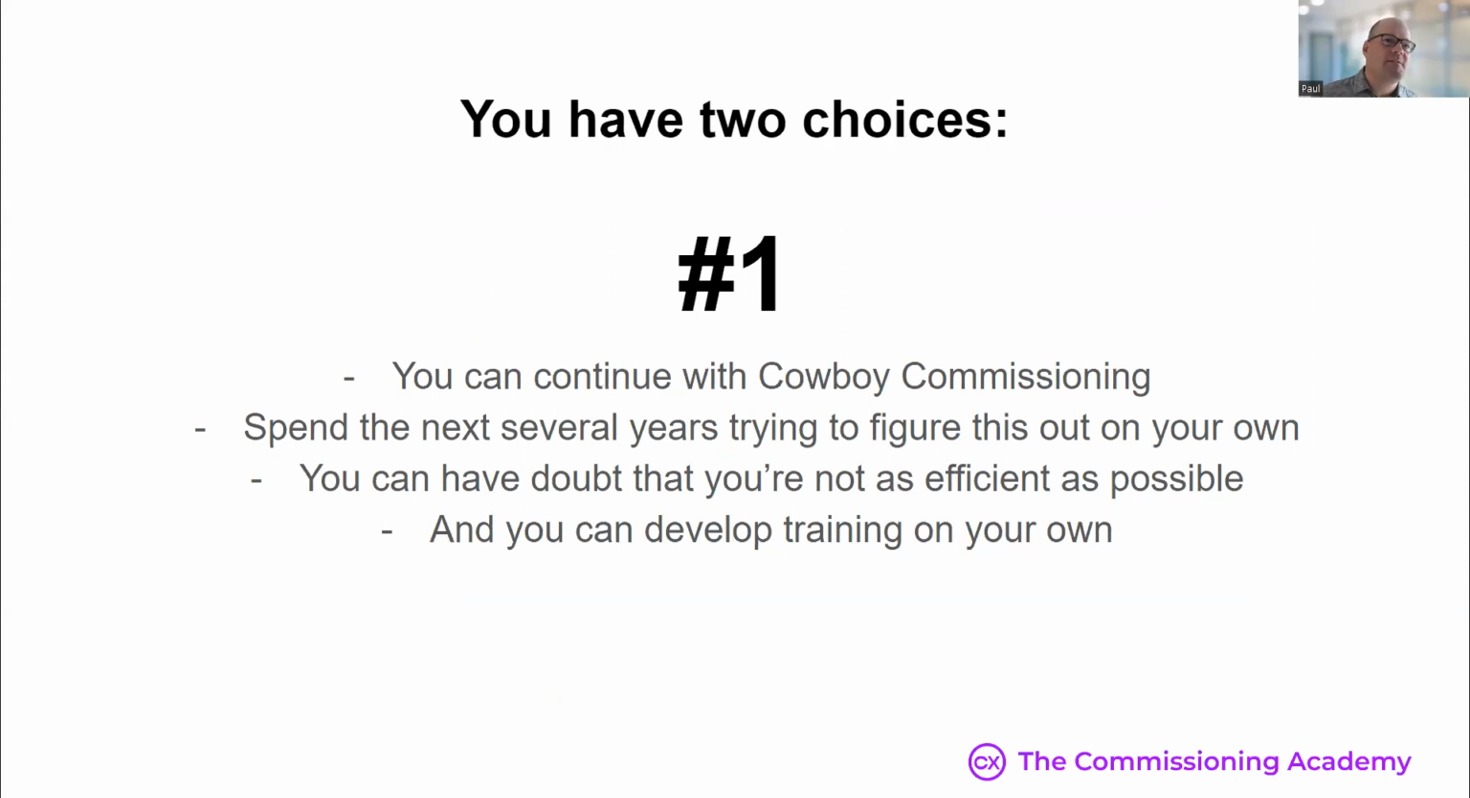So the way I see it, you really have two options. You can continue with your cowboy commissioning. You can keep using your paper and spreadsheets. Or you could spend the next several years trying to figure out what to do for your projects on your own. If you go that route, you'll probably always have some doubt whether you're using the right software and whether you're being as efficient as possible. And you can try to develop your training and roll that out to your groups on your own.